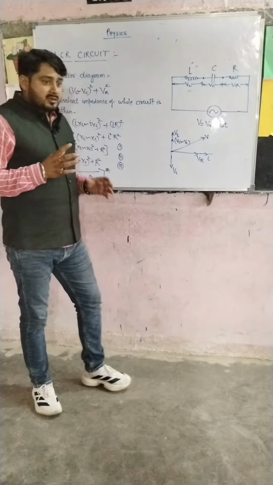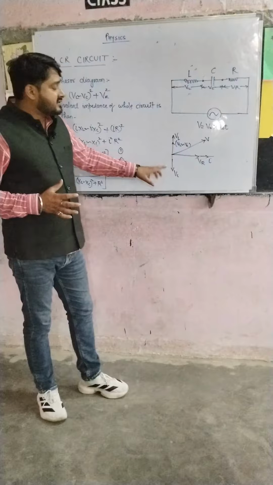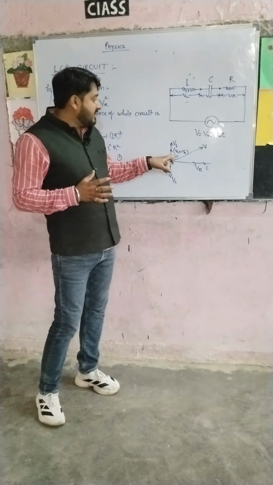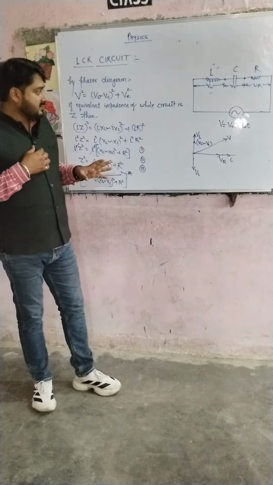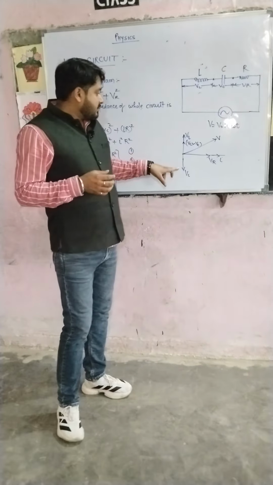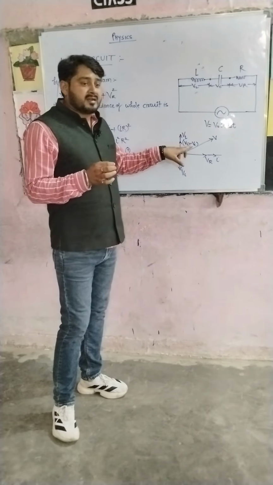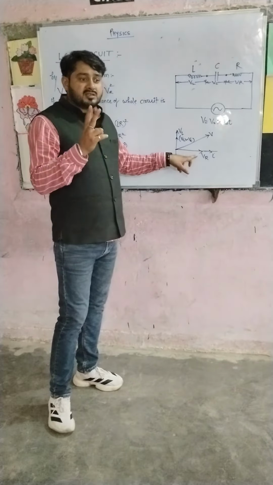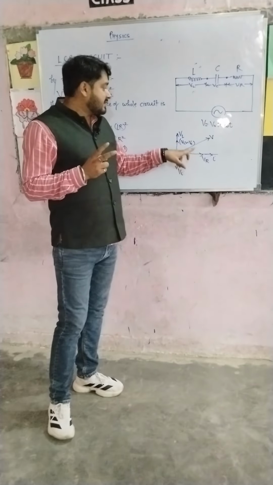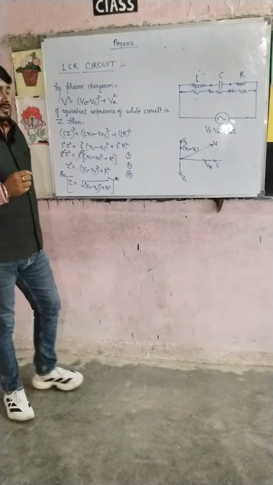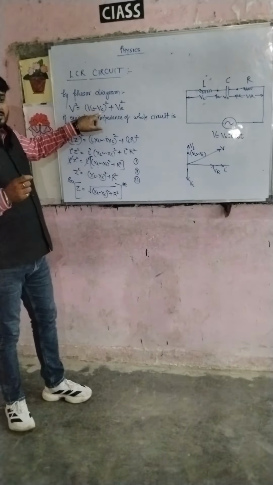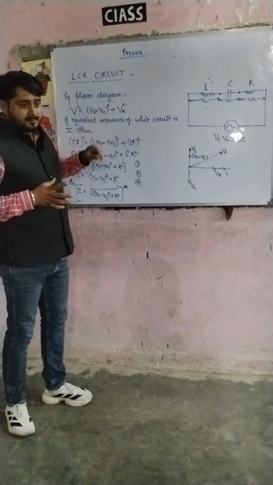So if we take the resultant of VL and VC, it will be VL minus VC or VC minus VL. Okay, so now we have taken as VL minus VC and VR. Now these are the only two voltages and the resultant of these two voltages is V. So if we calculate by this phasor diagram, the equation will be V square is equal to VL minus VC whole square plus VR square.